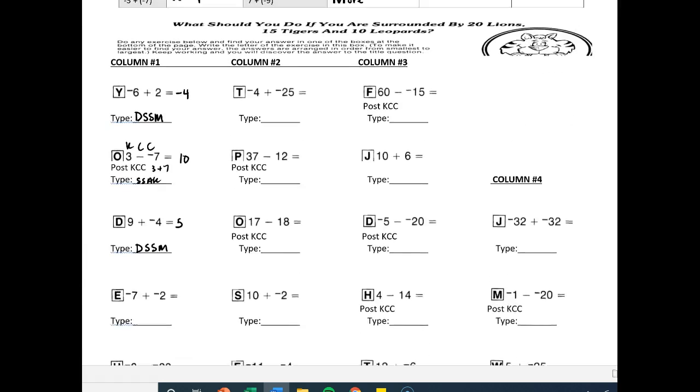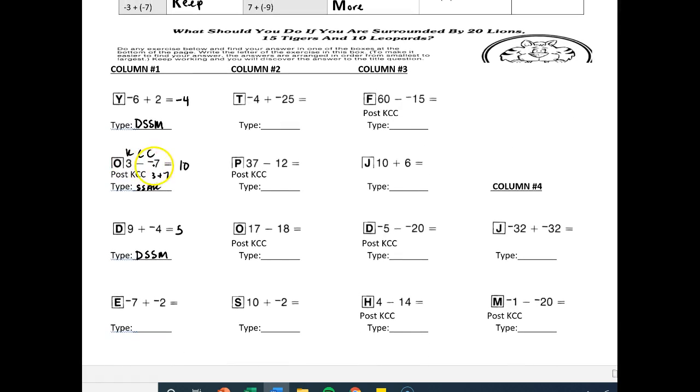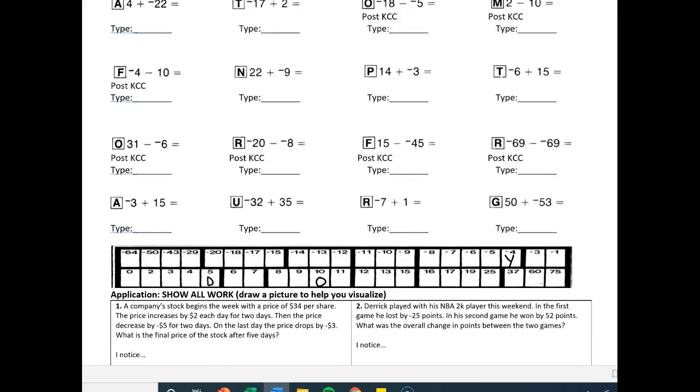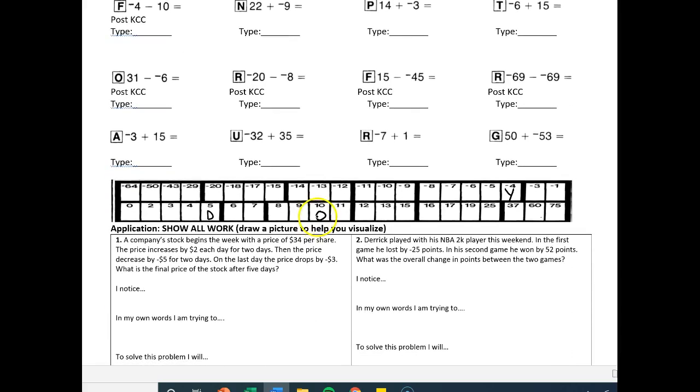So I've done another one. If it's a subtraction problem, you'll notice I have post KCC. You're going to write KCC above the problem, and then you're going to write what the problem is after. So 3 stays the same. You keep it. Change subtraction to addition. Change negative 7 to a positive 7, so it becomes 3 plus 7, which is 10. And then you're going to find 10 on the back, and you're going to put O there. So there's 10 and O.